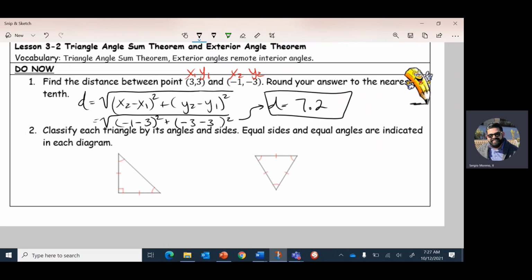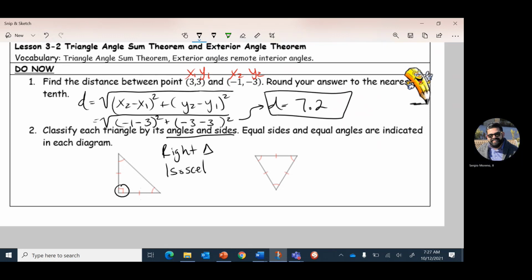Alrighty, so classifying each triangle by its angles and sides. Again, we're going to classify angles and sides. So let's look at this first one here. The angle for sure is a 90-degree angle, so that's going to be a right triangle, right? And we see that two sides are congruent, so that means this is also an isosceles triangle. Let's go to the next one here.